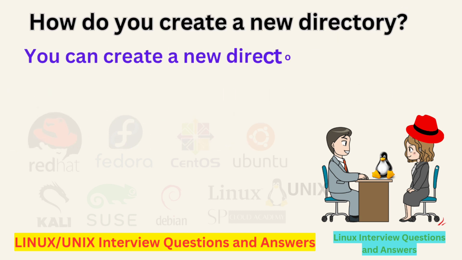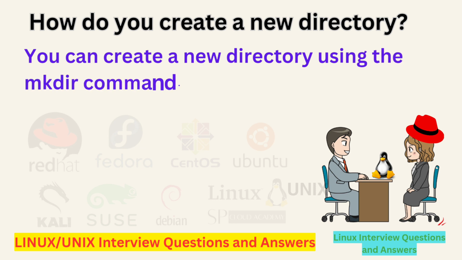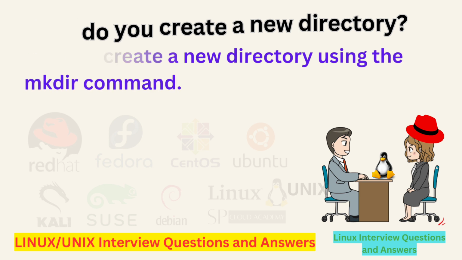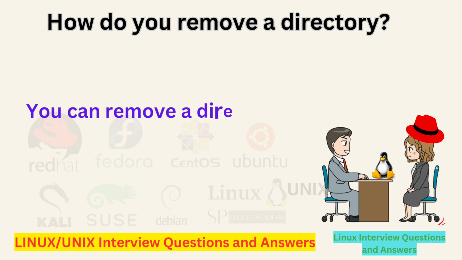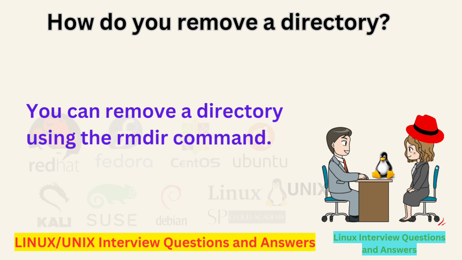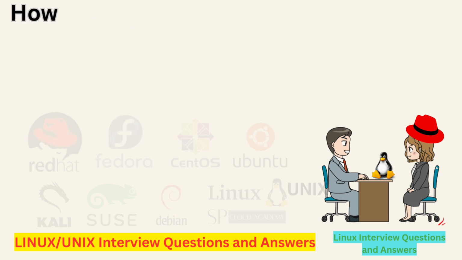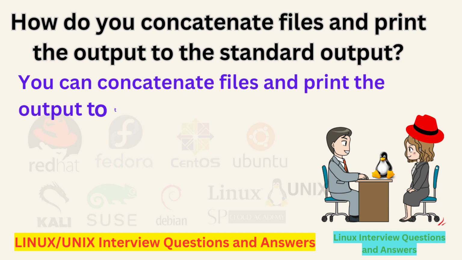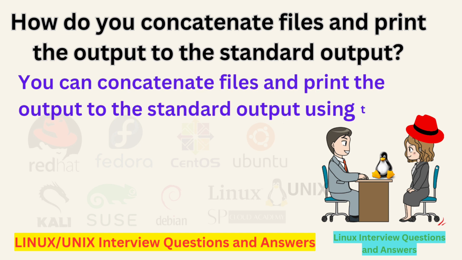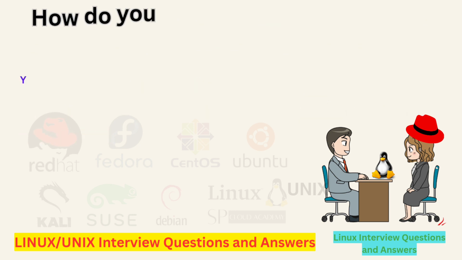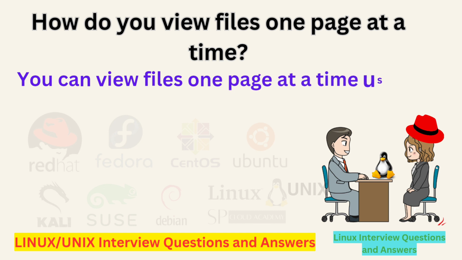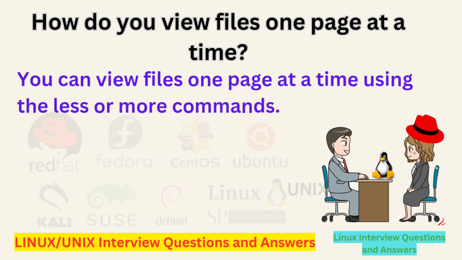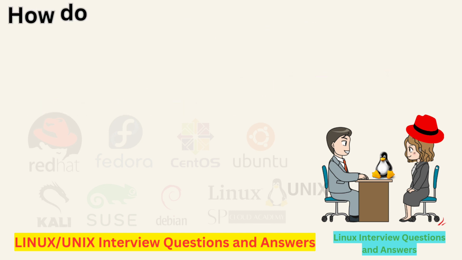How do you create a new directory? You can create a new directory using the mkdir command. How do you remove a directory? You can remove a directory using the rmdir command. How do you concatenate files and print the output to the standard output? You can concatenate files and print the output to the standard output using the cat command. How do you view files one page at a time? You can view files one page at a time using the less or more commands.